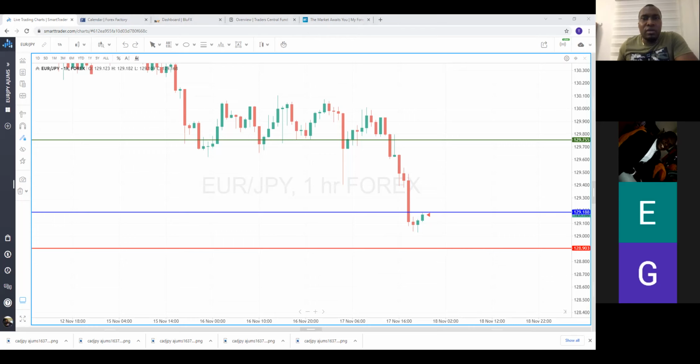Okay. I said what is the difference again between the entry point, which is the blue line? And I think the red line is stop loss. Yes, stop loss. The difference is your risk. From this point to this point is your risk.